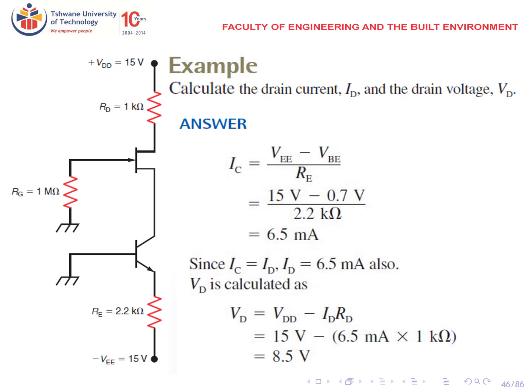So in this example, we first calculate the value of IC, which will be equal to VEE minus VBE divided by RE. So 15 minus 0.7 divided by 2.2 kilo ohm gives us 6.5 milliamperes, which is the value of IC. And then our IC value is equal to ID. If it's equal to ID, what is the value of VD? VD will be equal to VDD minus IDRD.